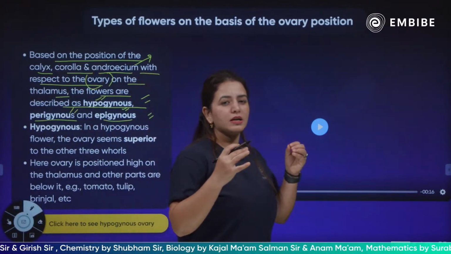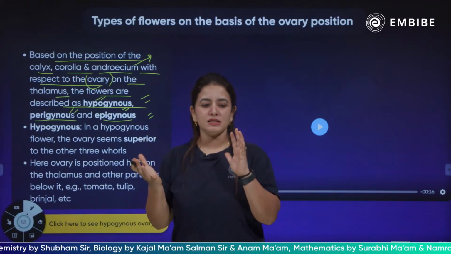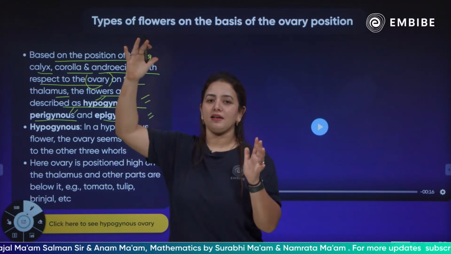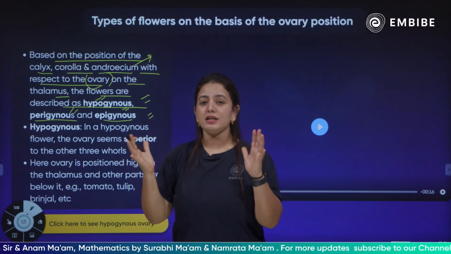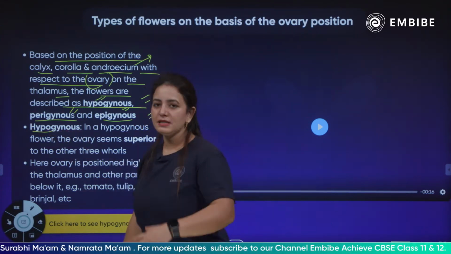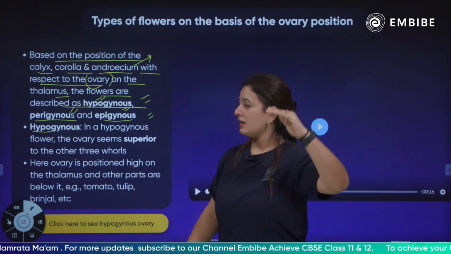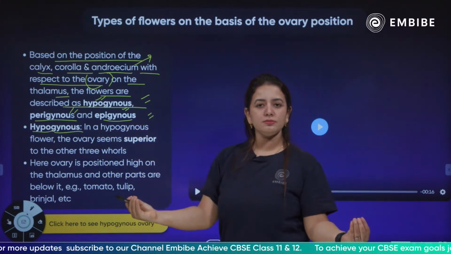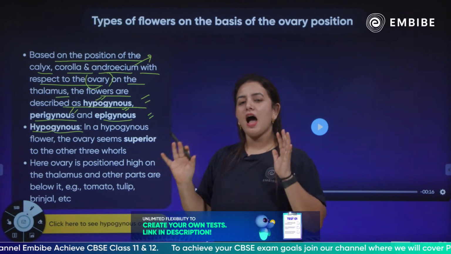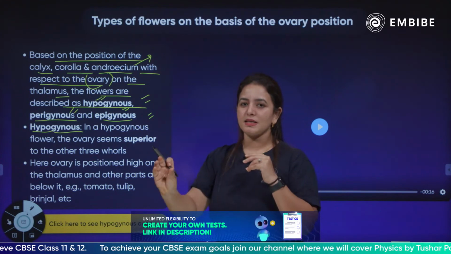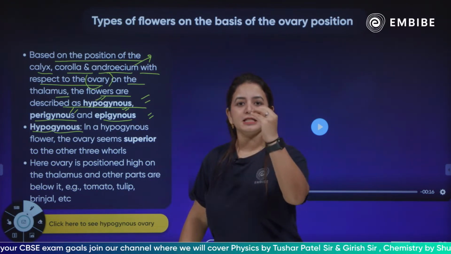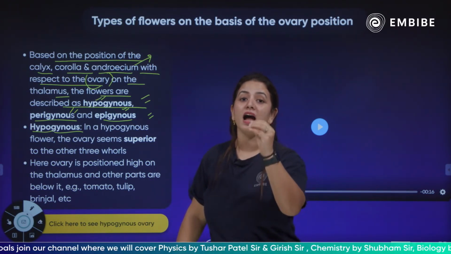The term hypo, can you somewhere relate it to hyper, high? Hypo means something on the higher level. Just using common sense, you can assume that the word hypo means something on the higher side. Gynous is the gynoecium, the ovary, the female reproductive part we are talking about. So I'll assume that hypo means higher, gynous means gynoecium. Now the term itself explains what hypogynous flowers are.